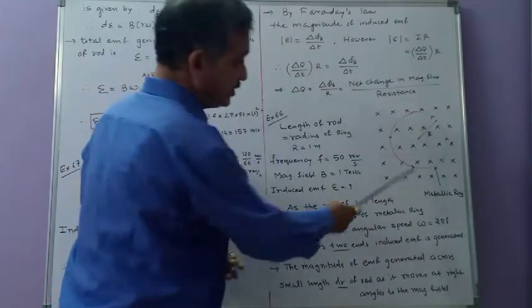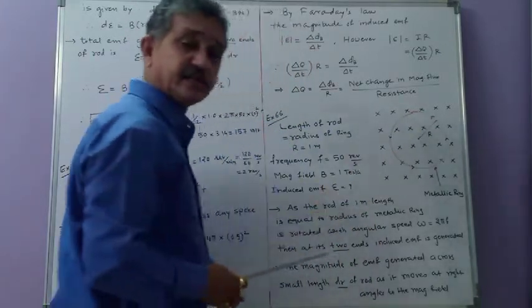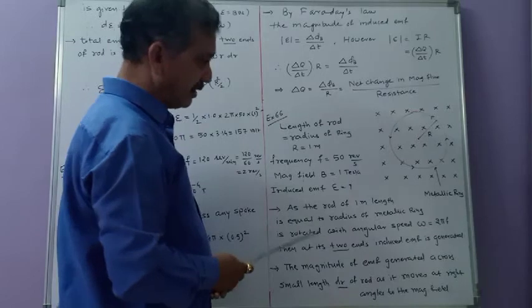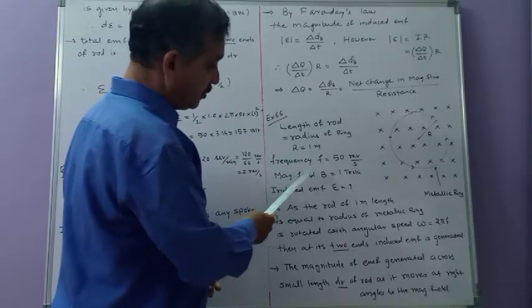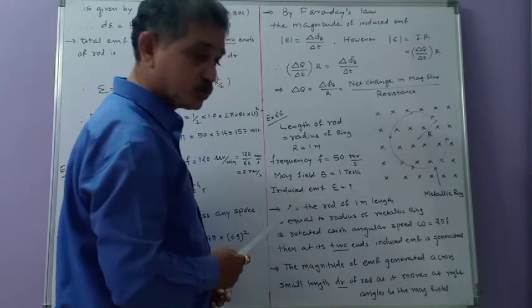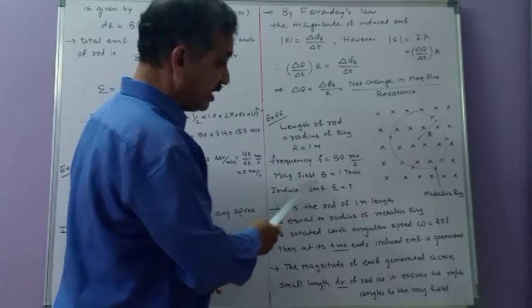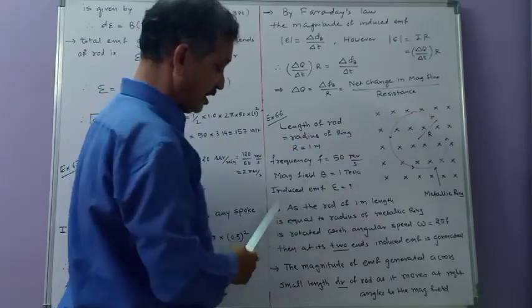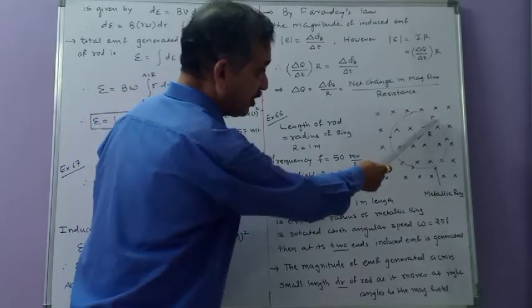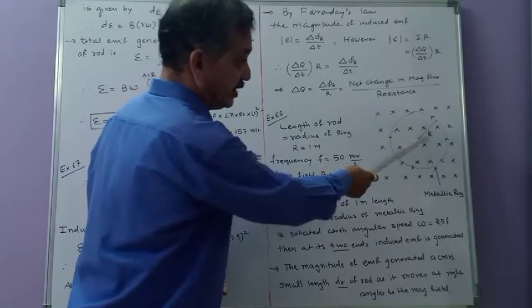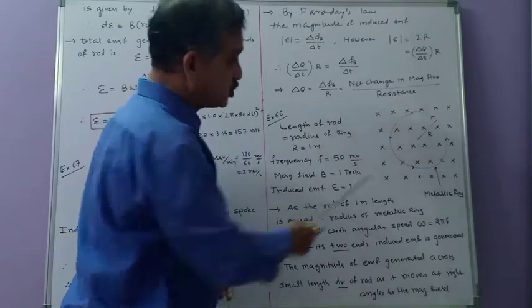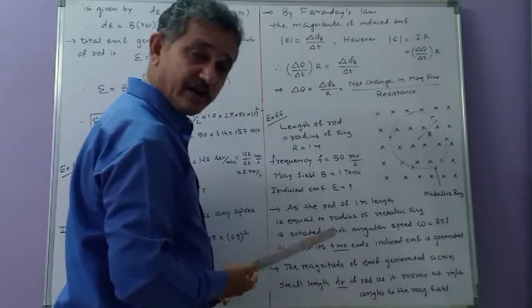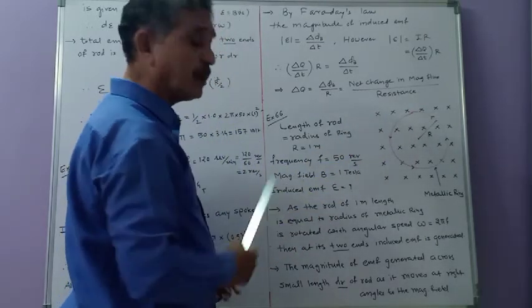Its one end is at the center, another end is in contact with the metallic ring, and the frequency of revolution f equal to 50 revolutions per second is there. The magnetic field going inside perpendicular is 1 Tesla, and you have to determine between these two ends of the rod, which is equal to the radius, how much induced EMF is generated.